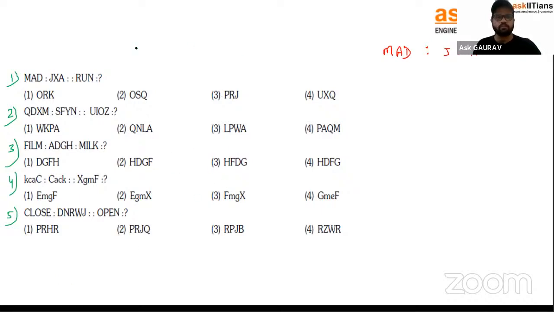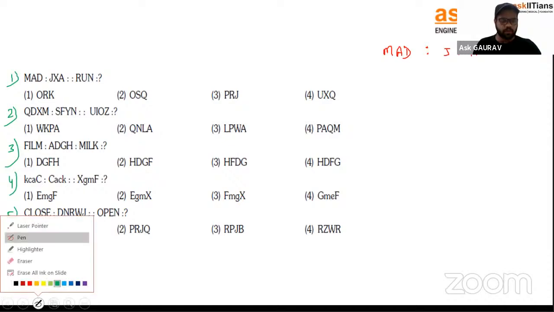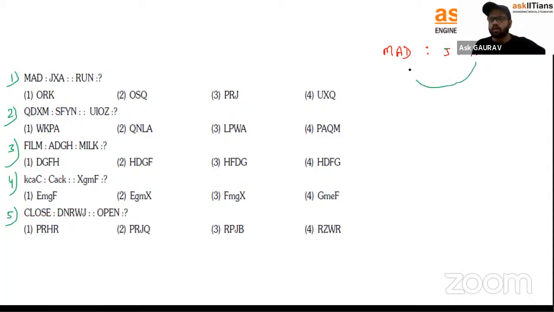See the pattern. A plus 3 is D, X plus 3 is A, and J plus 3 is M. J, K, L, M; X, Y, Z, A; A, B, C, D. Or you can just say M minus 3 is J, A minus 3 is X, D minus 3 is A. Any way you can do it.